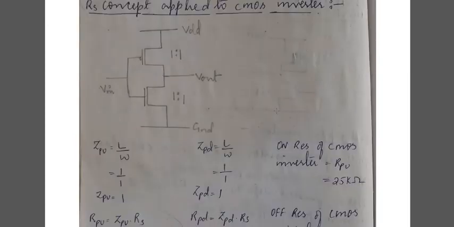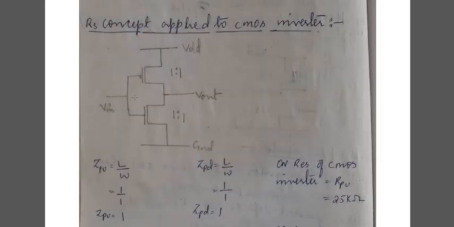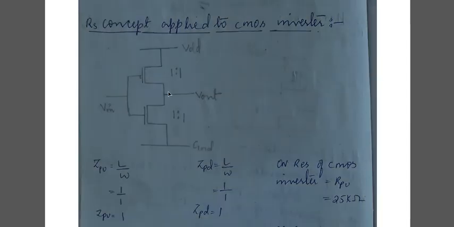Now if we consider one more example to find the sheet resistance concept, which is applied to the CMOS inverter, correct? A CMOS inverter is nothing but the combination of your PMOS as well as your NMOS. Here I am giving the ratio as 1:1, meaning the length and width of that particular diffusion or the transistor is 1:1. This is your pull up transistor and this is your pull down transistor, correct? The ratio already given to you is 1:1.